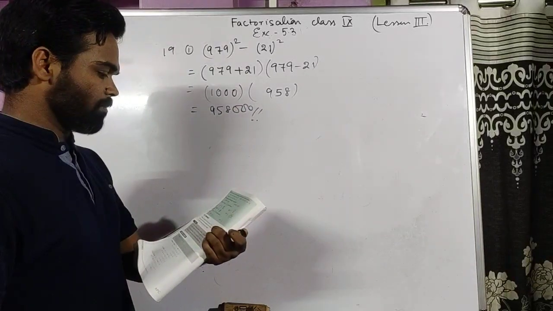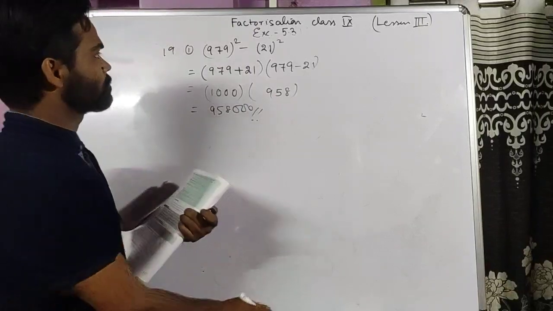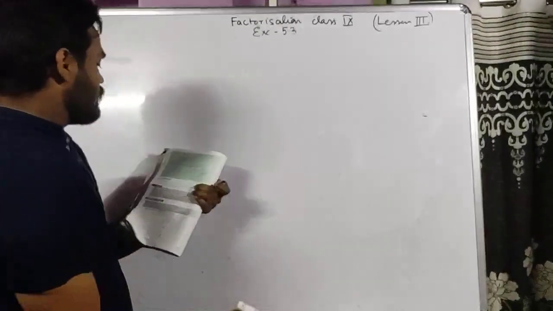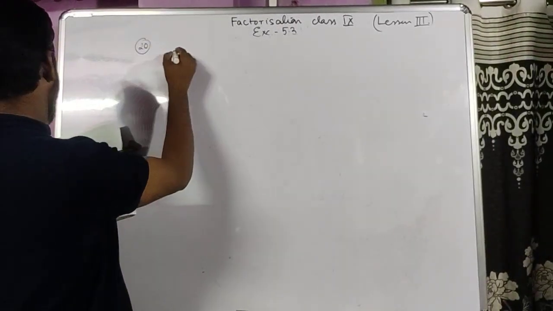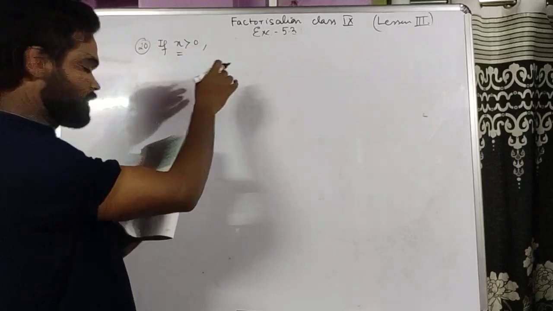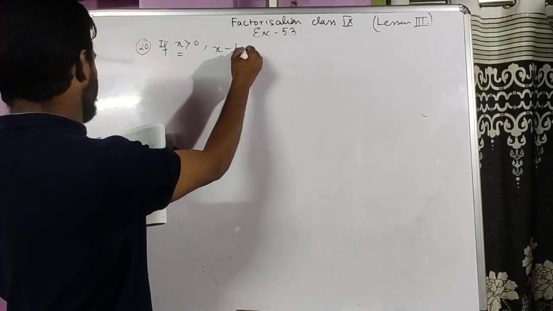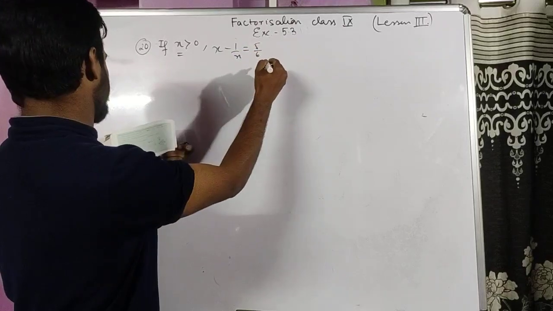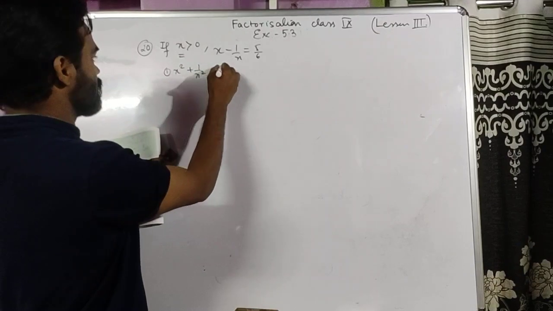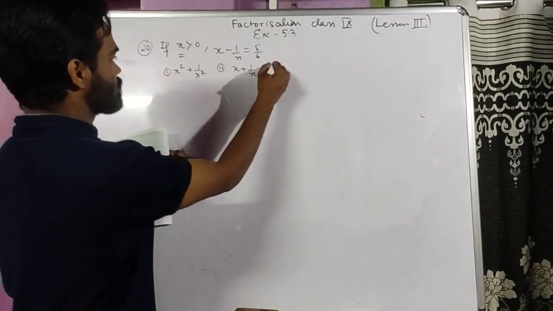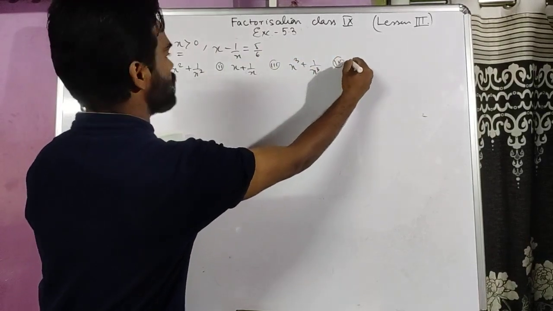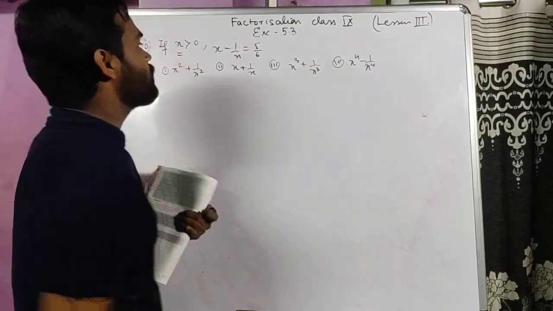Now we'll look at sum number 20. That's an interesting sum. Please copy this sum. Pause the video and copy the sum. Now this one has got 4 sub parts. I'll tell you. If x greater than 0, remember this is very important, x minus 1 by x is equal to 5 by 6. Find the value of number 1, x square plus 1 by x square. Number 2, x plus 1 by x. Number 3, x cube plus 1 by x cube. And number 4, x to the power 4 minus 1 by x to the power 4.